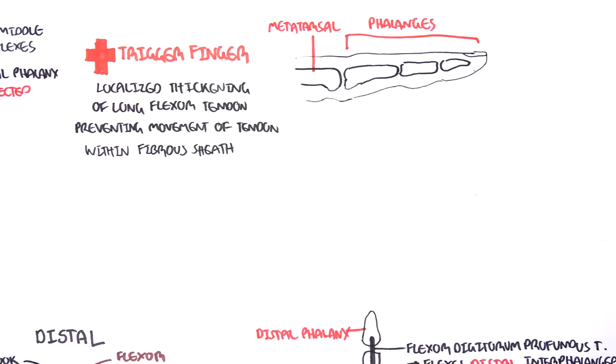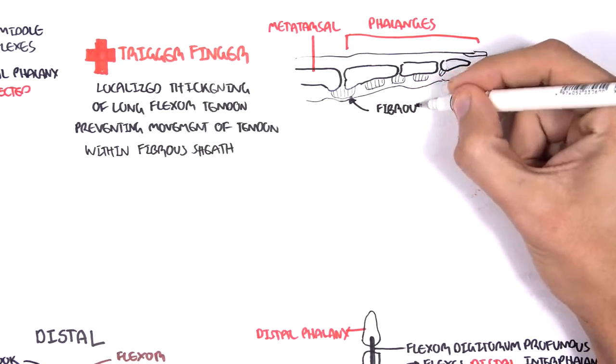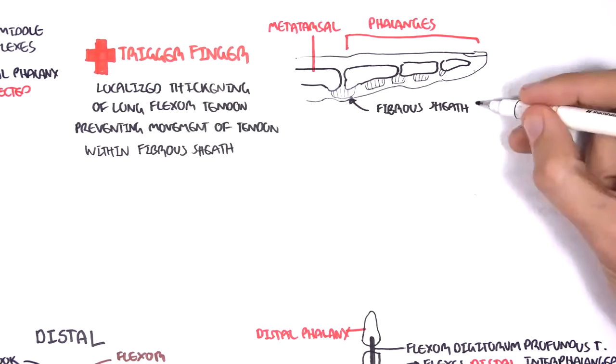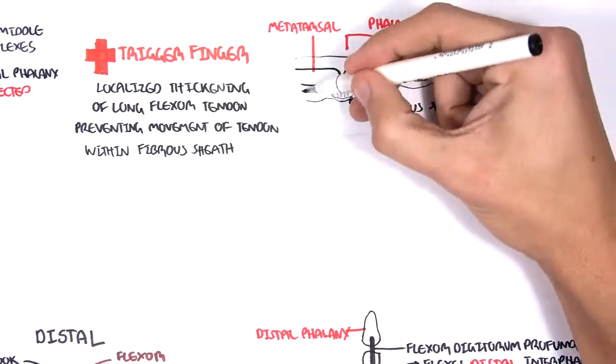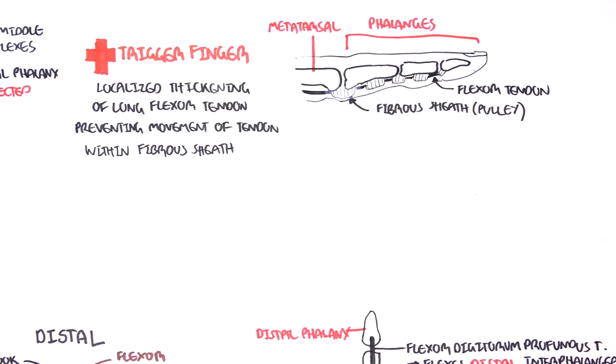Now, in this diagram, it's also important to know that we have these fibrous sheaths running on the palmar surface of your fingers. And these fibrous sheaths act as a pulley. And under it is the flexor tendon. So the flexor tendon runs under the fibrous sheath.